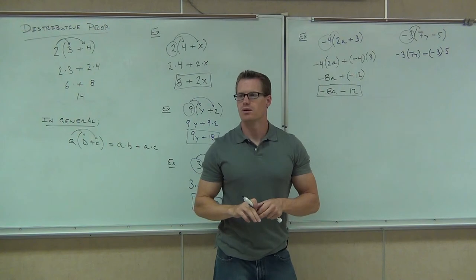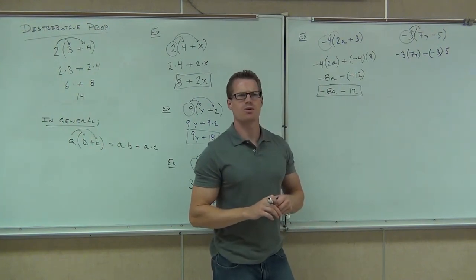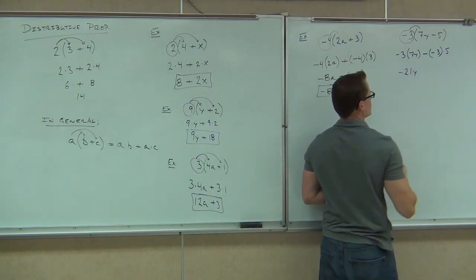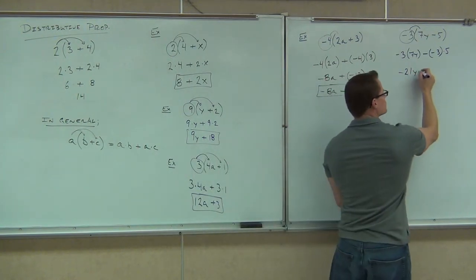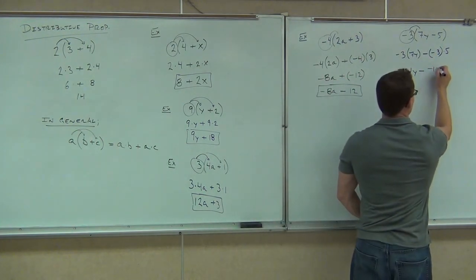Let's do the math now. So what's our negative 3 times 7y? Can y'all tell me negative 3 times 7y? What is that? Okay. Then we're going to have minus, what's negative 3 times 5? Negative 15.